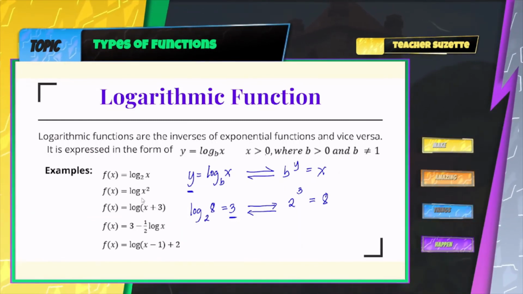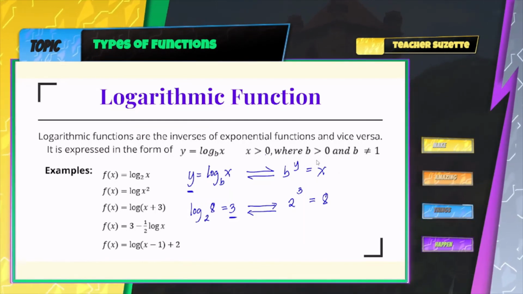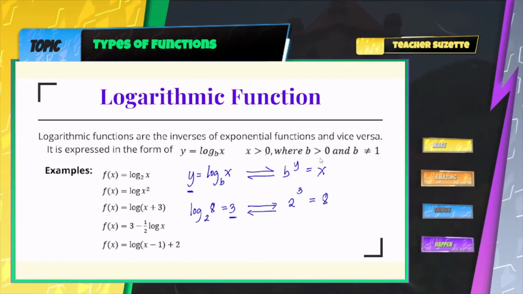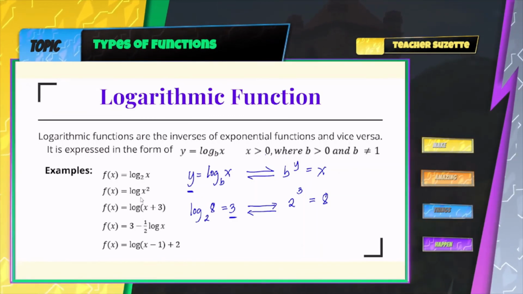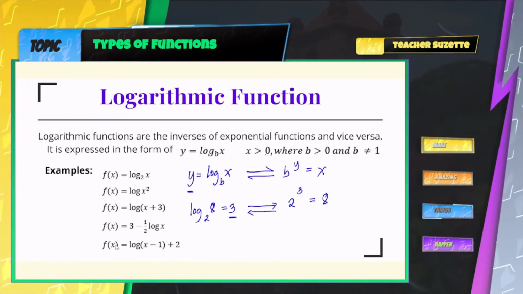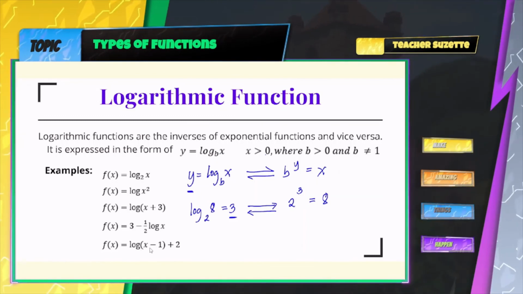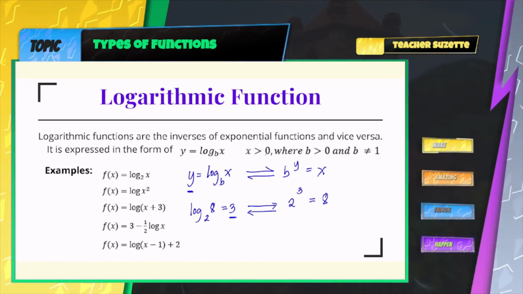But you might wonder, in our second and third examples, and the rest of the examples, the base disappears. Again, our base should not be equal to 1 and it should be greater than 0. So, what happened? Why did it disappear? We will discuss that further. But the clue is that the base is 10. So, we have the third example, 3 minus 1/2 logarithm of x. And last, f of x is equal to the logarithm of x minus 1 plus 2. These are the examples of logarithmic functions.